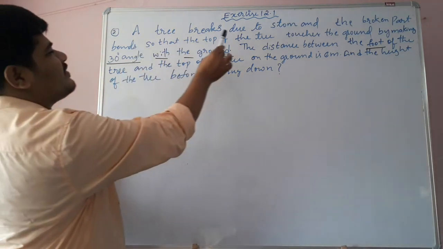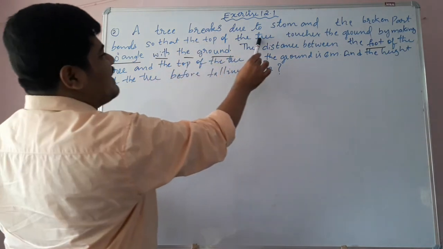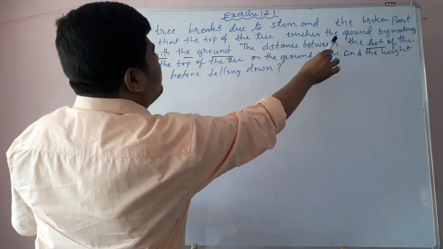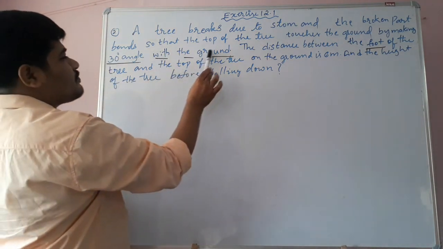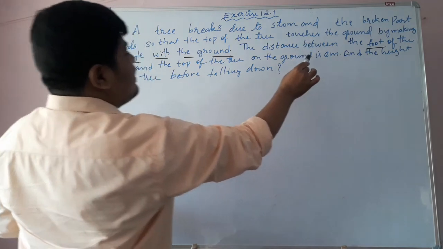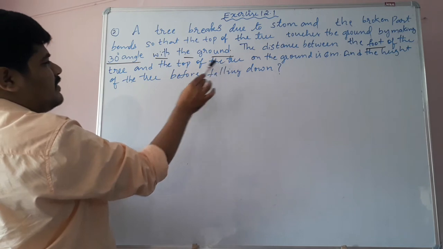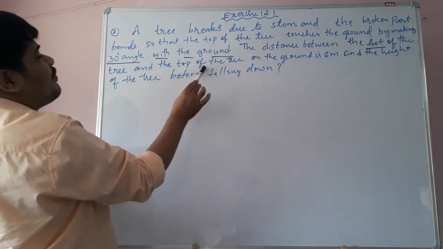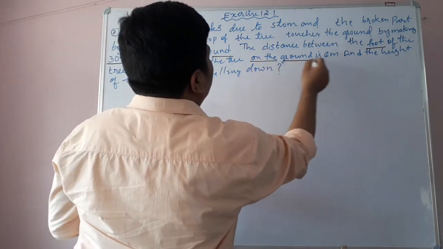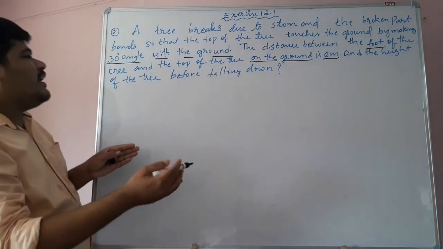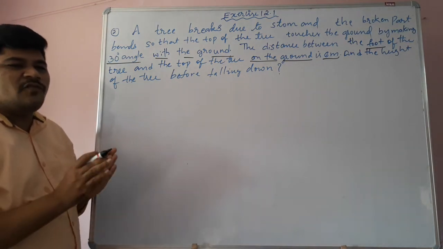A tree breaks due to a storm and the broken part bends so that the top of the tree touches the ground by making a 30 degrees angle with the ground. The distance between the foot of the tree and the top of the tree on the ground is 6 meters. Find the height of the tree before falling down.